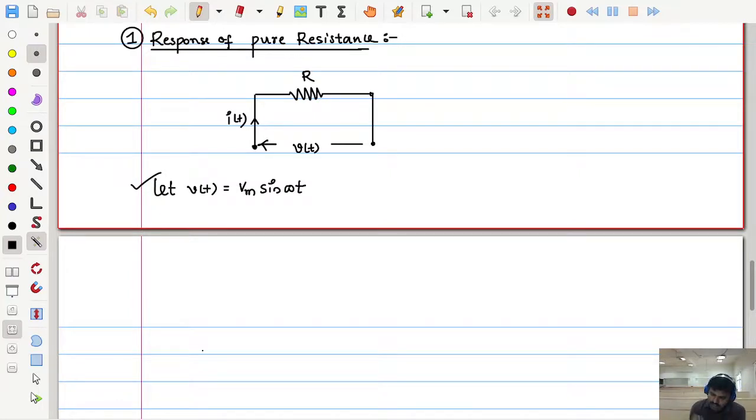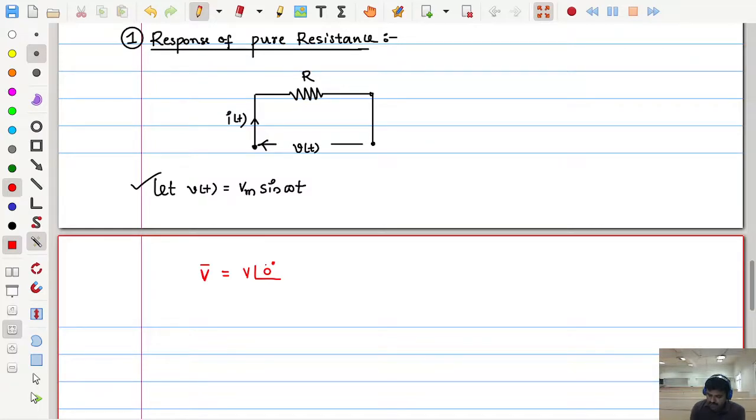Whenever we deal with this sinusoidal response, preferably I will put the given voltage or current into phasor form. Simply I will use the same notation, but try to observe, this is small case letter v, whereas this is capital letter V with a bar on top. What does it represent? The phasor form of this voltage. What is that value? Instead of writing Vm by root 2 every time, I will simply say V at an angle 0 degree.